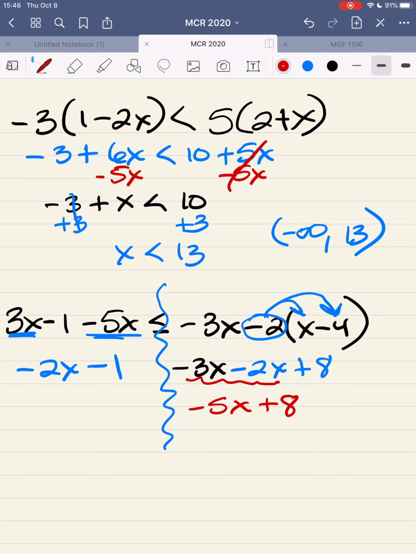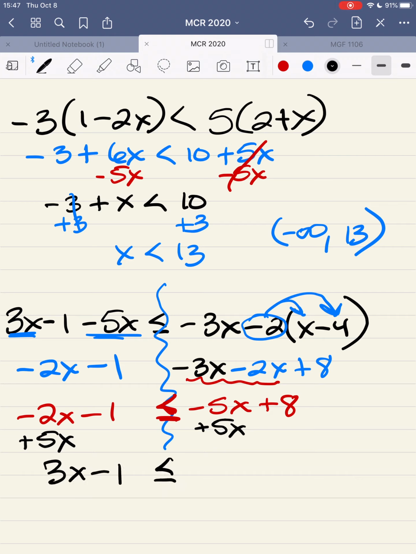Right. Now both sides are as simple as possible, keeping in mind that I have an inequality here, and I can just drop down what I have on the left-hand side. Now I want to go ahead and get my x's to the left, so I'm going to add 5x to both sides. And here I have 3x minus 1 is less than or equal to positive 8. Adding 1 to both sides, that cancels. I have 3x is less than or equal to 9.